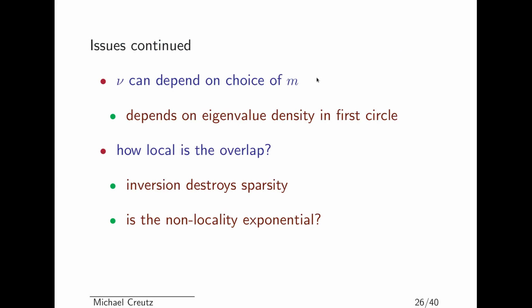The winding number can depend on the choice of the mass, how negative the mass is. This can depend on eigenvalues inside that first circle. Once you turn on the gauge fields, the eigenvalues leave those nested circles. Another interesting question is how local it is. Because you're inverting this matrix, it is no longer a sparse matrix. And it has been conjectured that the non-locality is exponentially suppressed at long distances. This I don't believe has ever actually been proven, but it seems like it might be true.